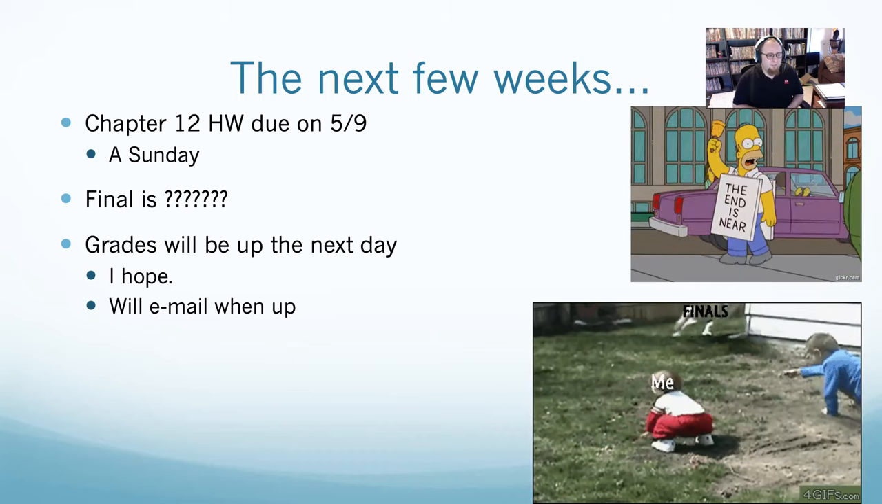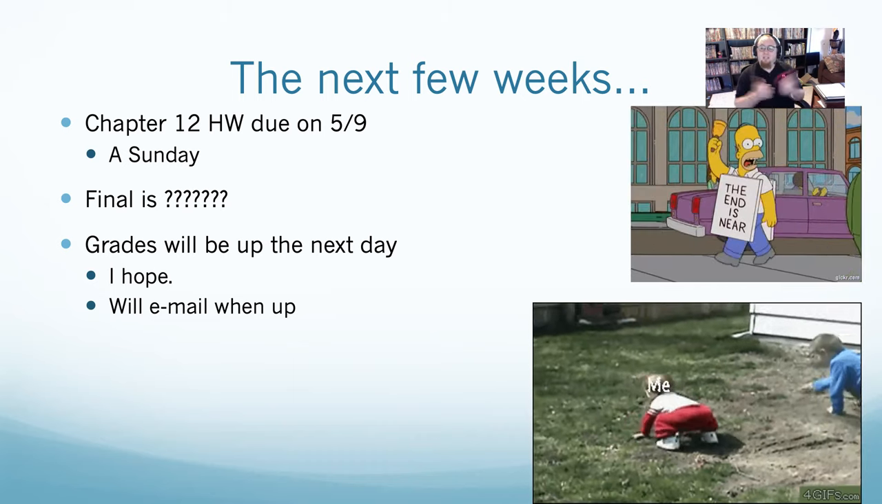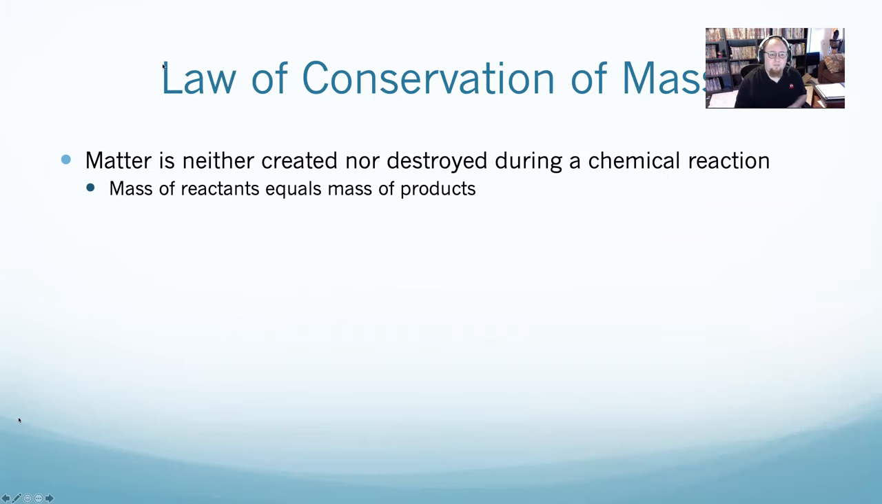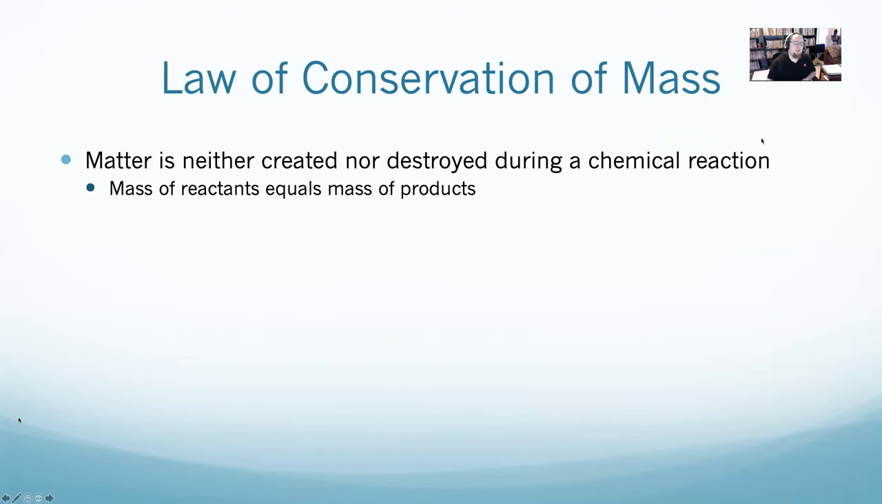Okay, so let's get into this chapter then. This chapter, as I said, is about chemical bonding. But before I get into chemical bonding, I need to introduce the law of conservation of mass. You see, almost everything in chemistry is based around this one law. And that law says that matter can neither be created nor destroyed.